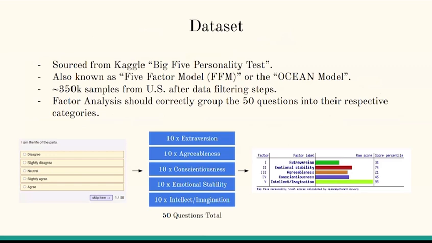And so the idea is that these 50 questions are each 50 different variables that should fit into 5 different factors. And the categories, which are 5 different aspects of personality, are extroversion, agreeableness, conscientiousness, emotional stability, and then intellect/imagination, which can also be known as openness.